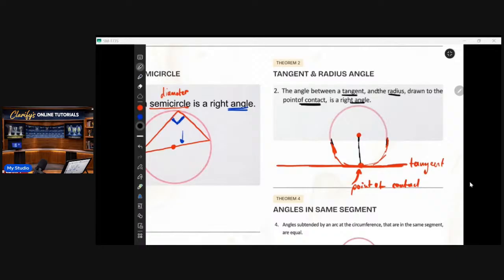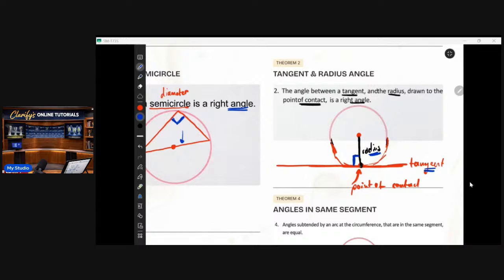If we have a radius, this is the radius. It is a radius that is going to the point of contact. So this radius is drawn towards the point of contact. Remember, a radius can be drawn towards anything. We don't care. As long as it starts at the center, it's a radius. So this radius is going to the point of contact. The rule says that the angle here is 90 degrees. Angle between radius and tangent is 90 degrees if it's at the point of contact.